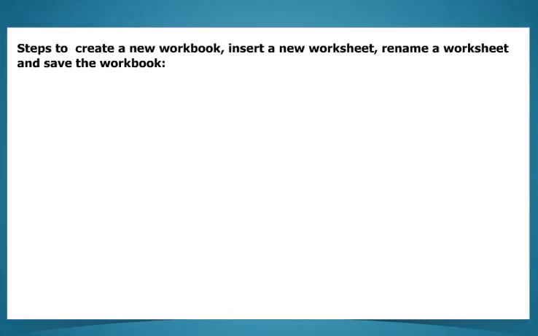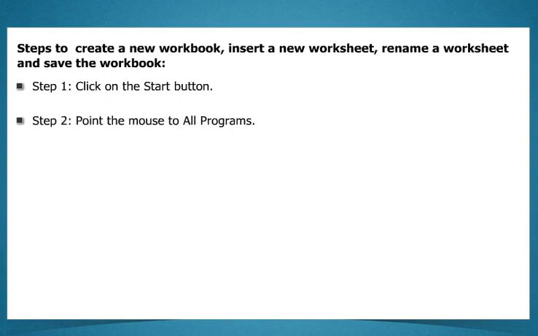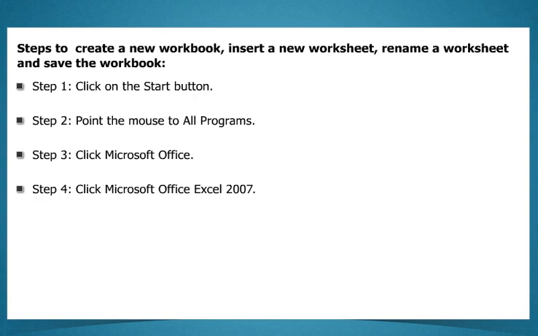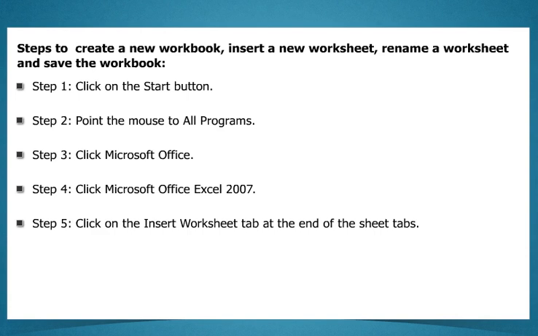To summarize, let's see the steps below to create a new workbook, insert a new worksheet, rename a worksheet, and save the workbook. Step 1. Click on the Start button. Step 2. Point the mouse to All Programs. Step 3. Click Microsoft Office. Step 4. Click Microsoft Office Excel 2007. Step 5. Click on the Insert Worksheet tab at the end of the Sheet tabs.